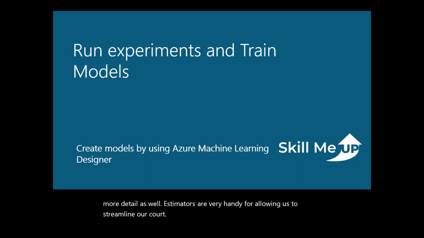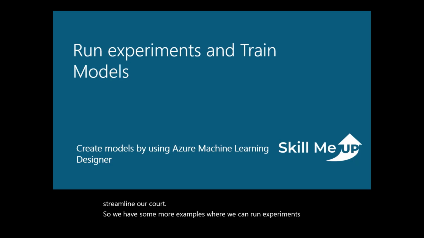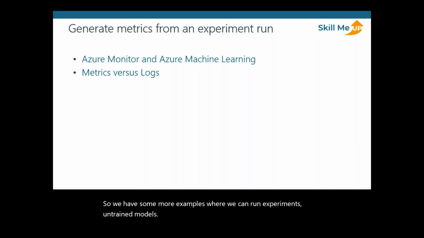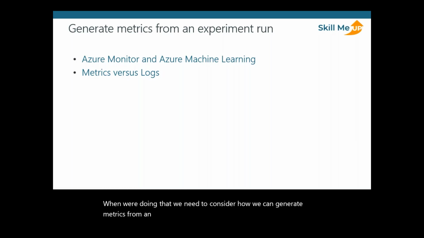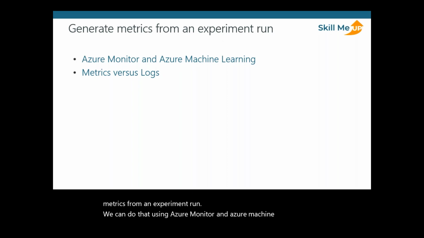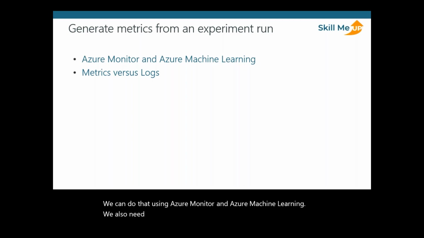So now we have some more examples where we can run experiments and train models. When we're doing that, we need to consider how we can generate metrics from an experiment run. We can do that using Azure Monitor and Azure Machine Learning. We also need to consider the difference between metrics and logs. Metrics can help us understand how our data's performance is working right now, but log files give us a view of history over time.